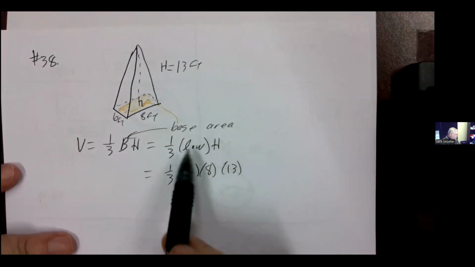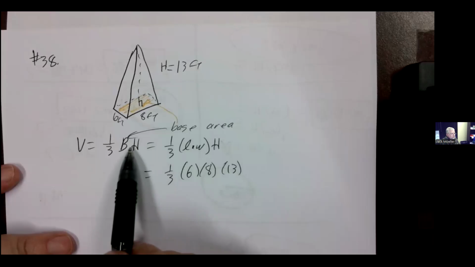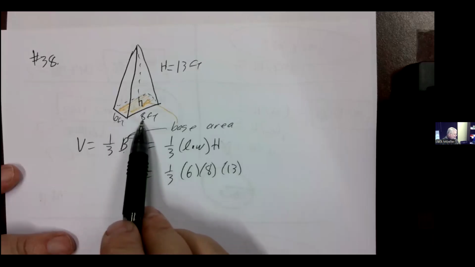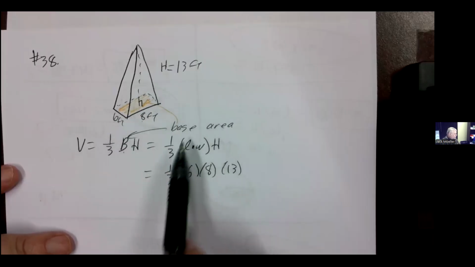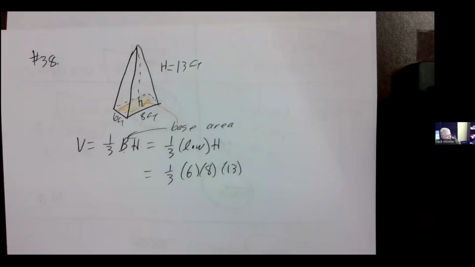So the number one mistake on volumes of pyramids is students treat that capital B as a little b and just do 6 or 8, not both. And that's a base area, so we need to do length times width, unless it's a circle, and then it would be pi r squared. Times 8 times 13.